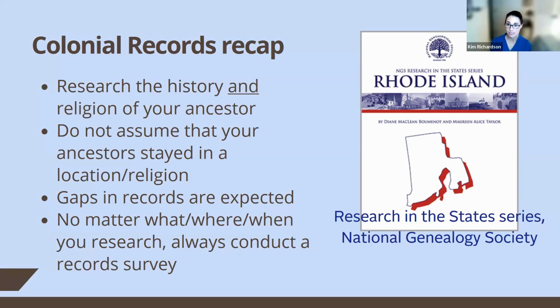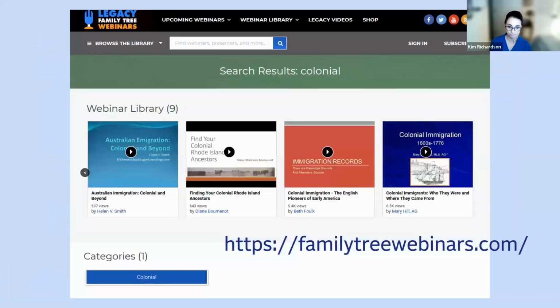One great place to start is the Research in the States series by the National Genealogical Society, and looking for that area where your ancestor was. This is going to give you a lot of really good background information, and these publications are affordable. Legacy Family Tree Webinars is also a great education source. They have a lot of webinars where you can go in and search by topic.